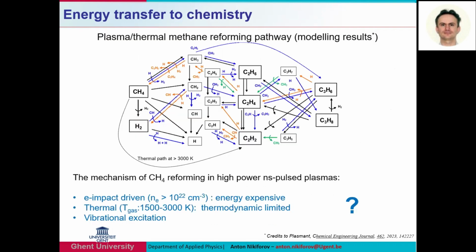And this is a scheme of all the processes which were involved in the modeling. There you can see the thermal pathway, so how acetylene is formed because of the heating. But you also see the different kinds of vibrational pathways and electron impact pathways. In our plasma, we had a big question: do we start everything by electron impact reactions? Do we start everything by thermal processes? Or do we have some kind of vibrational excitation which also initiates chemistry?